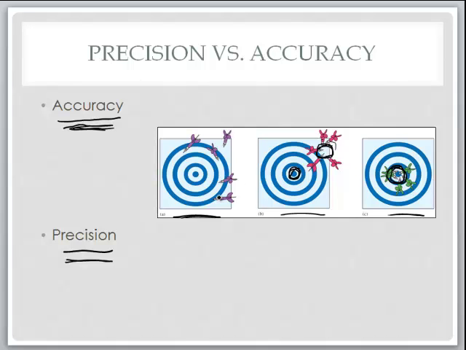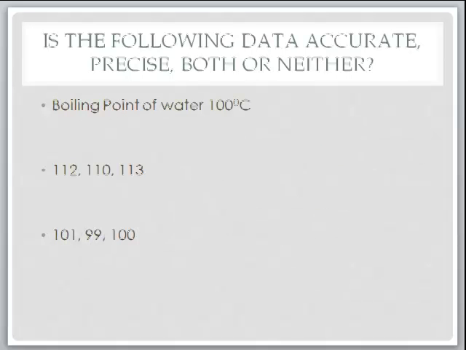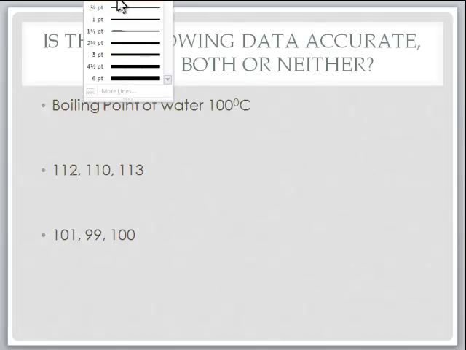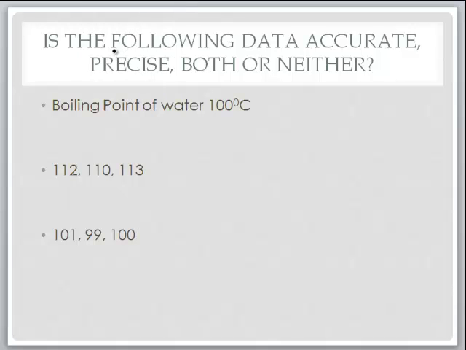And here what you can see is that the data points are not close to each other, so they're not precise, and they're also not around the bullseye, so they're not accurate either. So: precise but not accurate, accurate and precise, neither accurate nor precise. Okay, obviously we're not going to talk about darts this year. We are going to talk about numbers. So what we want to do is determine whether our data points are precise or accurate.